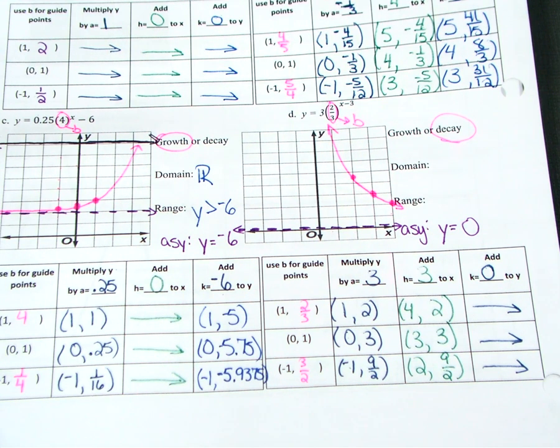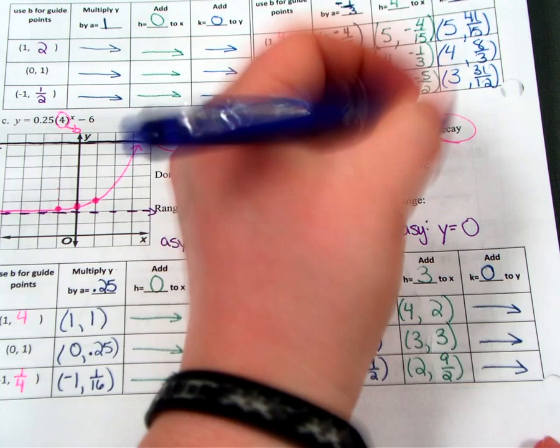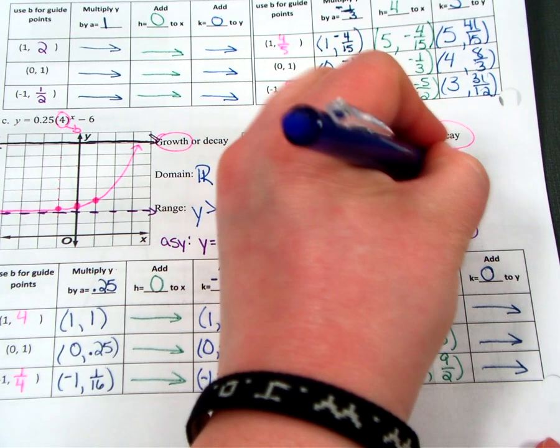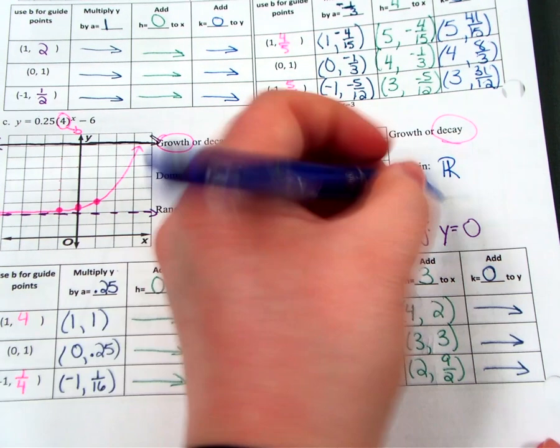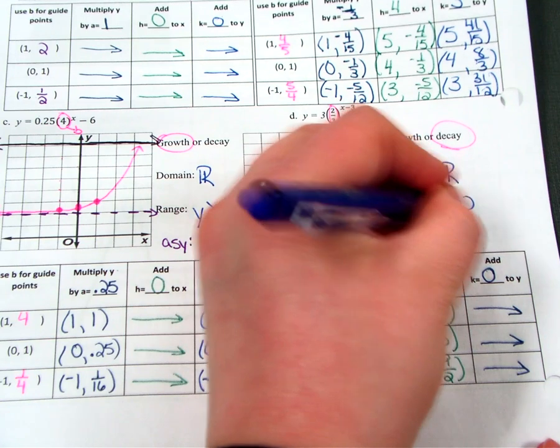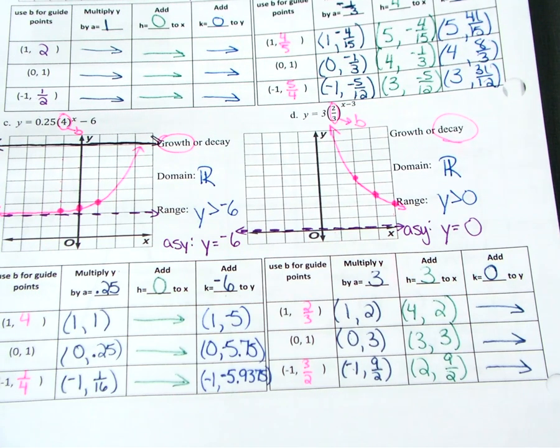Domain and range. Your domain, it's all real numbers because it's an exponential function. Goes out in both directions forever. And your range, it's on top of the asymptote, so y is greater than your k value.